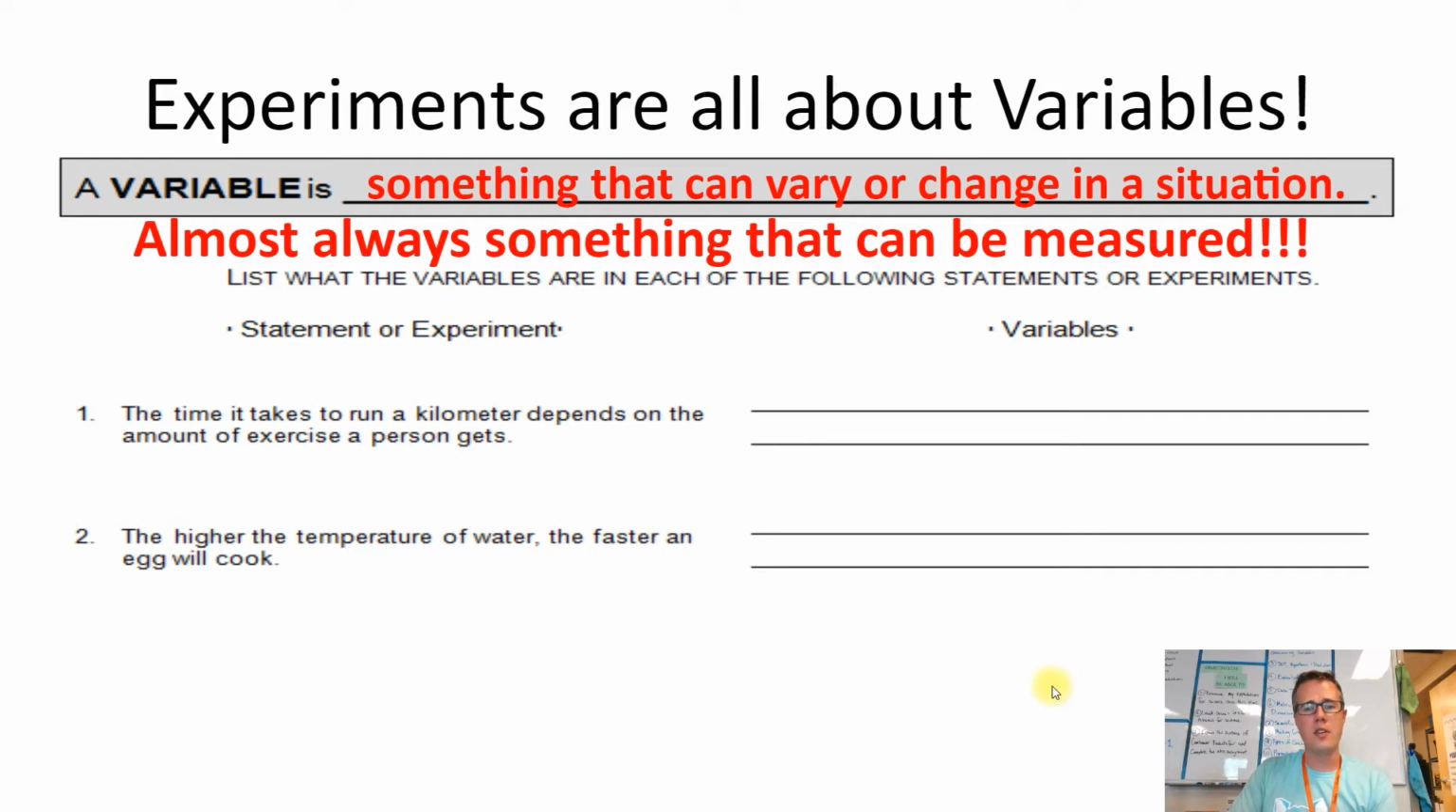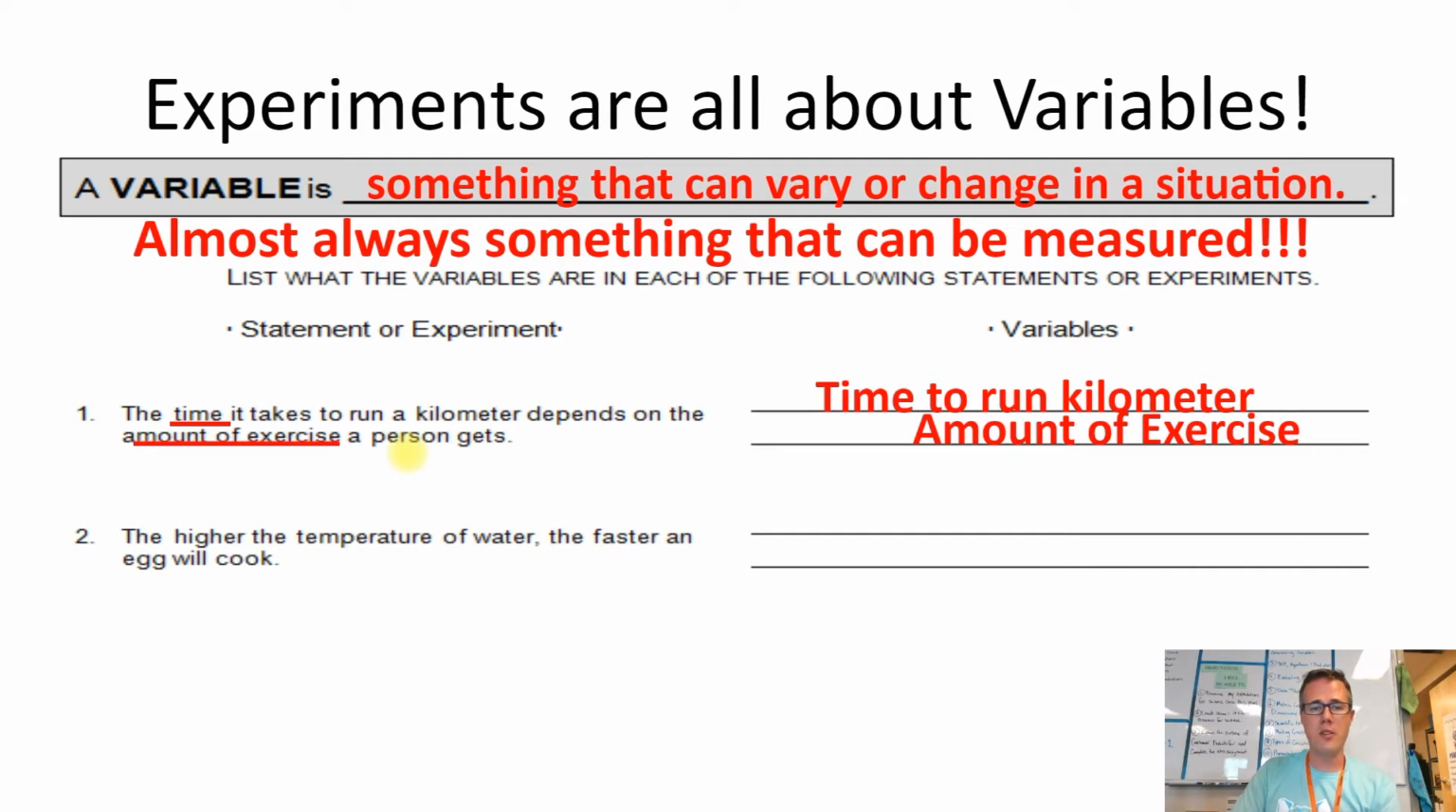So let's take a second and look at some examples. The first one is the time that it takes to run a kilometer depends on the amount of exercise a person gets. This is an experiment we could do. We could get some people, give them different amounts of exercise, and then clock them for running a kilometer. We could find out, does more exercise mean a better time, and vice versa. So the things that are changing in this experiment are the time that it takes to run a kilometer, that's what we would be measuring in the experiment, and the amount of exercise.